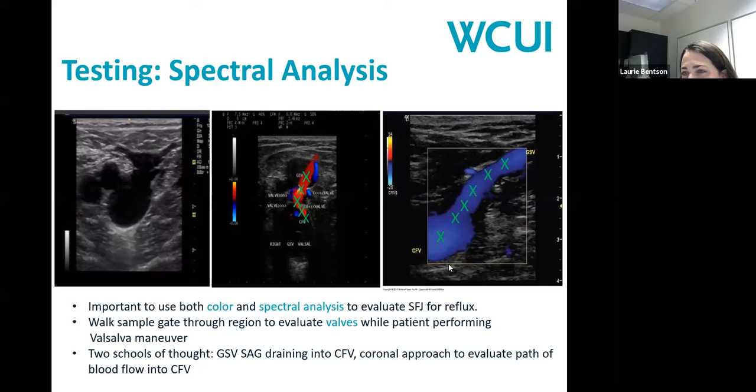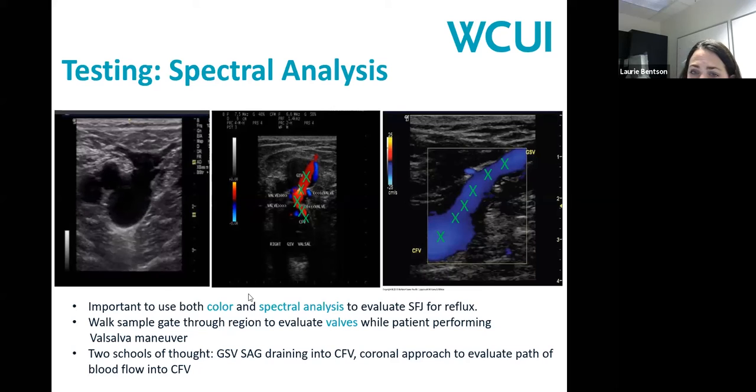It isn't the type of study where we just take one measurement, as we do with the carotids, of the proximal common carotid artery, where we take our waveform and our measurement and move on with the protocol. With this type of testing, we have to take a little more time and really walk our sample gate through, observe with color and pulse wave to make sure we are getting the information we need for our patients to demonstrate the reflux.